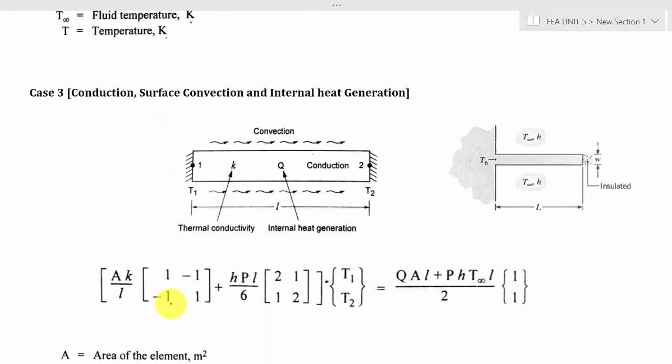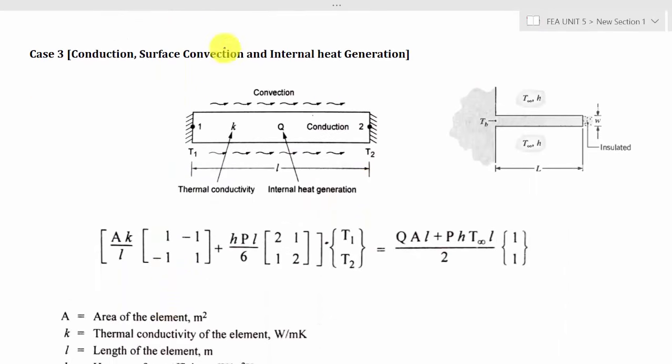Then the third case is conduction with surface convection. Here the surface is not insulated, so it is exposed to atmosphere. You can see the symbol: convection takes place at the surface and the end is insulated. You can see that the end is insulated, so there is no end convection, but the internal heat generation will be there. So Q will be given.